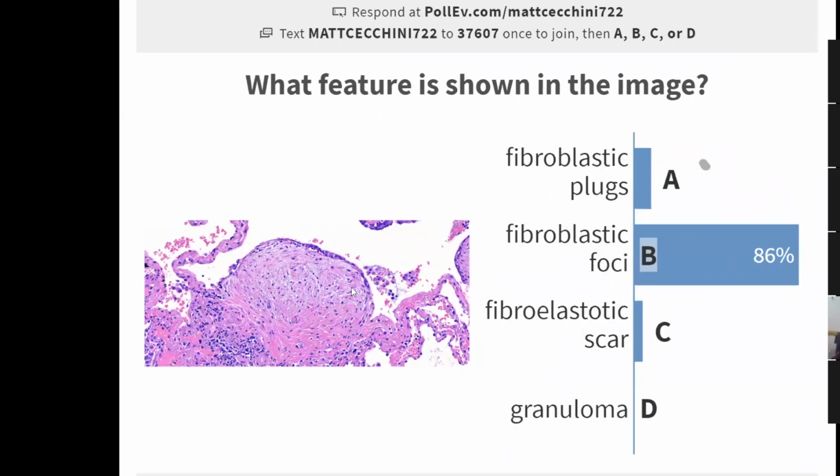Great work. So this is, in fact, a fibroblastic foci, or a fibroblastic focus as a singular. This is where we use the term fibroblastic foci, in the diagnosis of UIP. Just a reminder, we use fibroblastic plug in cases of organizing pneumonia, or a Masson body, as Dr. Mukhopadhyay highlighted in his comment. So fibroblastic foci is what we're seeing in this case here.